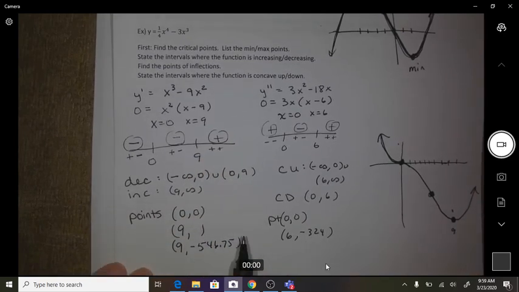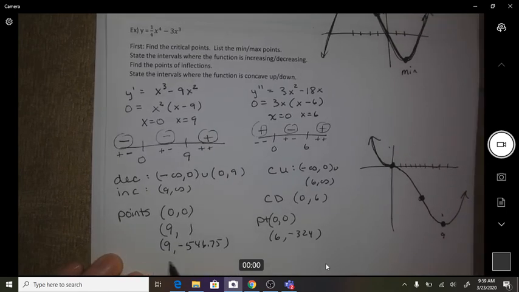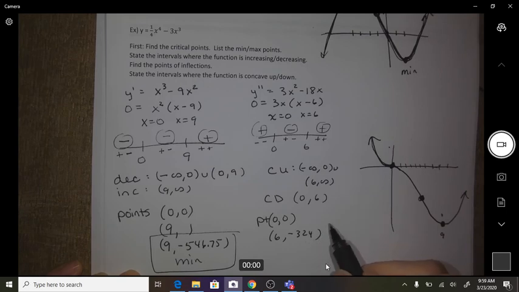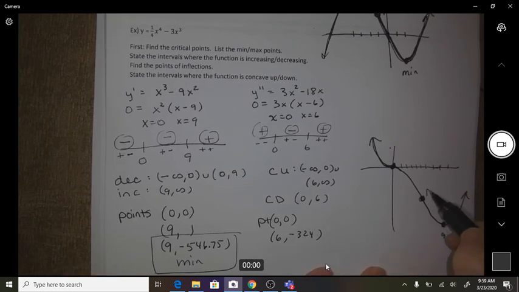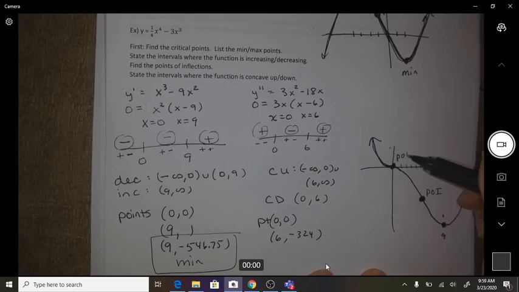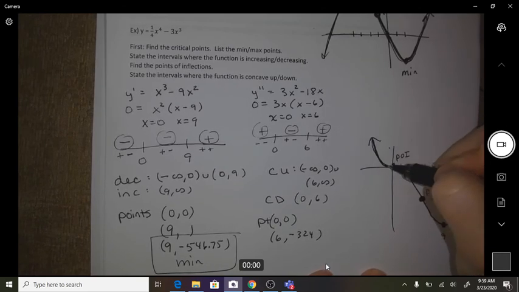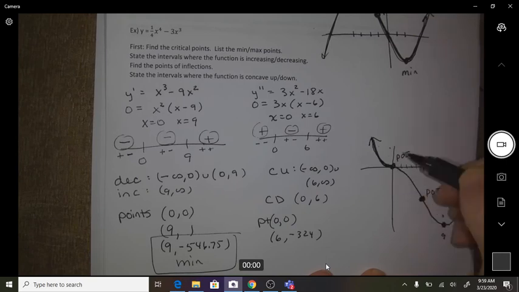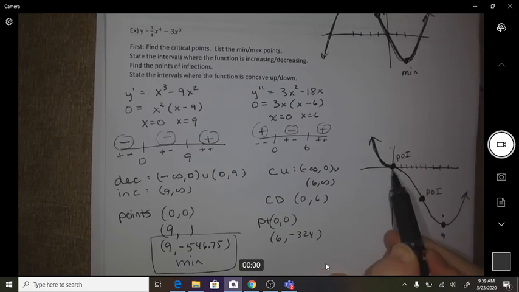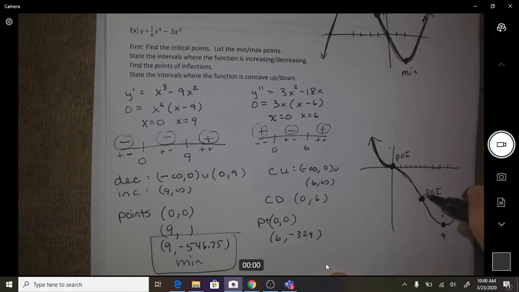Okay, so technically this would be our min, and we wouldn't even have a max point, and then we would have points of inflection. So you can see here, this shape is concave up, and then right here, now my shape is concave down. And then here you can see that I switch and I'm concave up again.